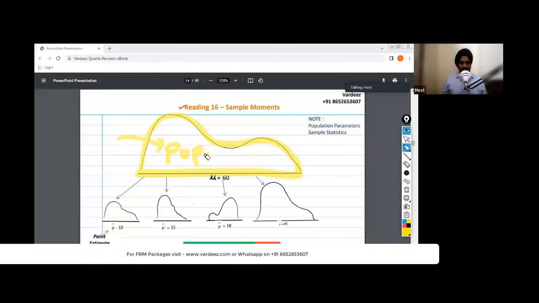If you want to measure the height of every male or female in the world, that becomes the entire population. Now it's very hard to reach out to the entire population, right? So what we do is we take a small portion of the population and we call it a sample. The small things that you see here, the distributions, are referred to as samples. Why? Because they consist of only a small portion of the entire population.